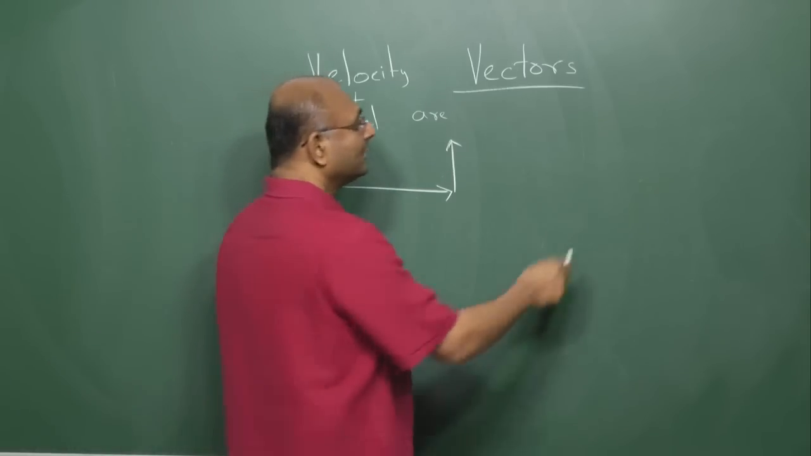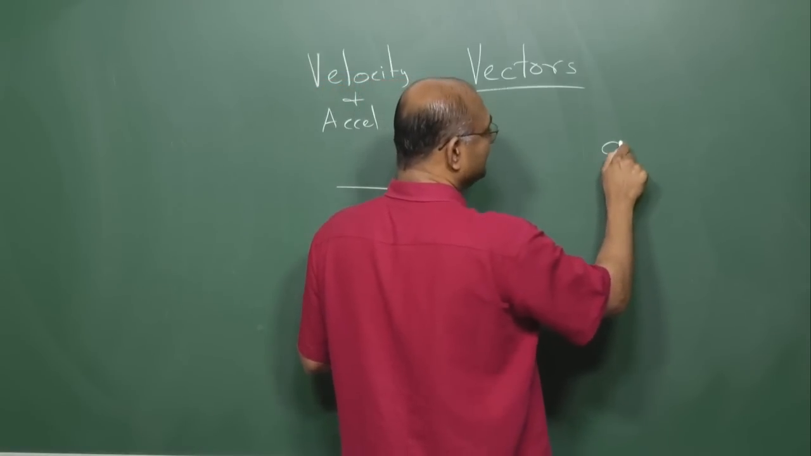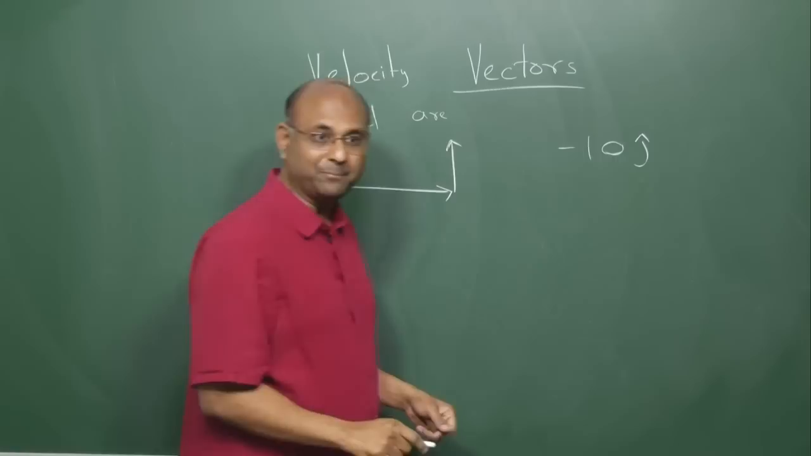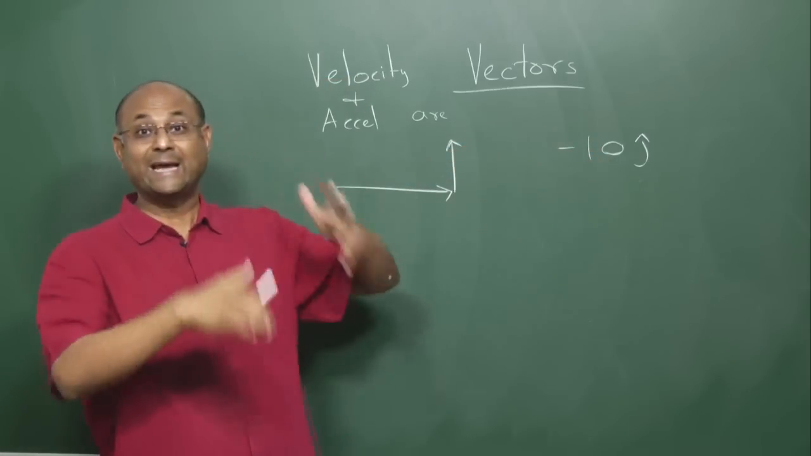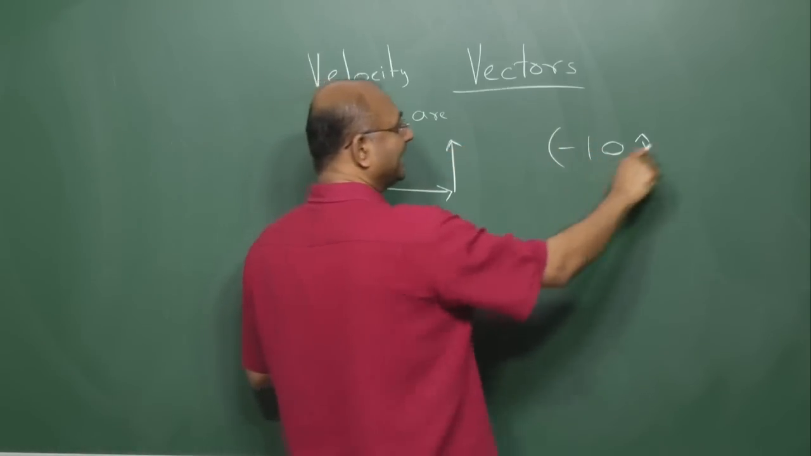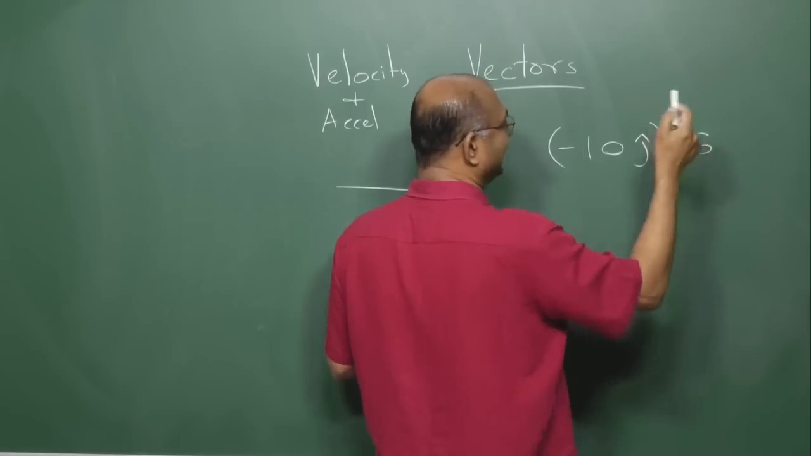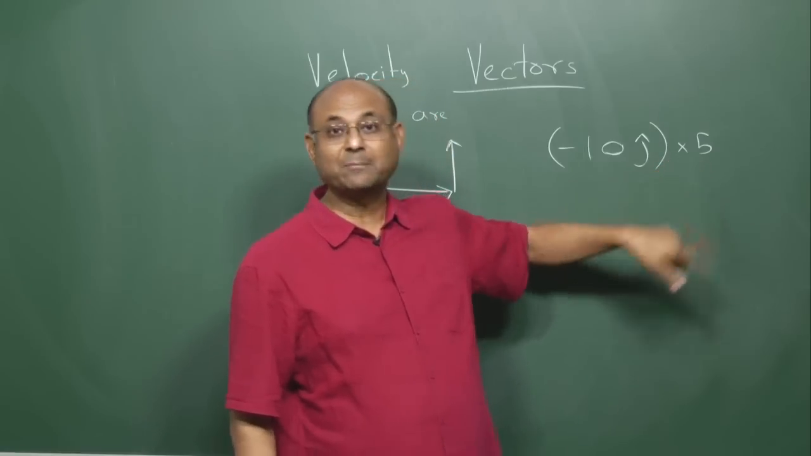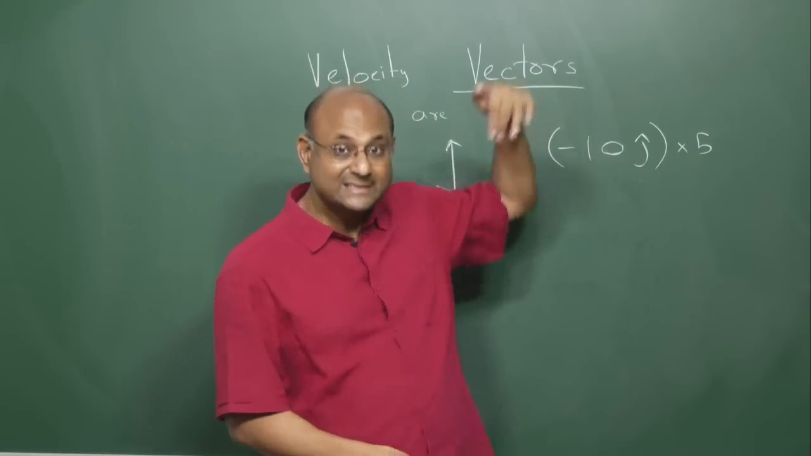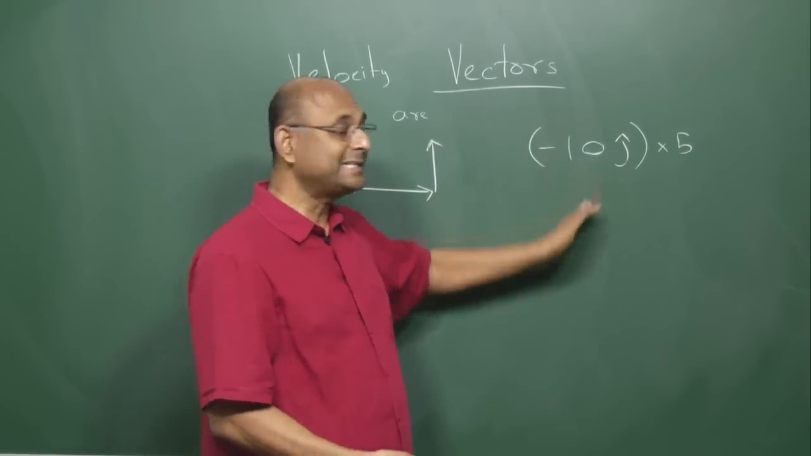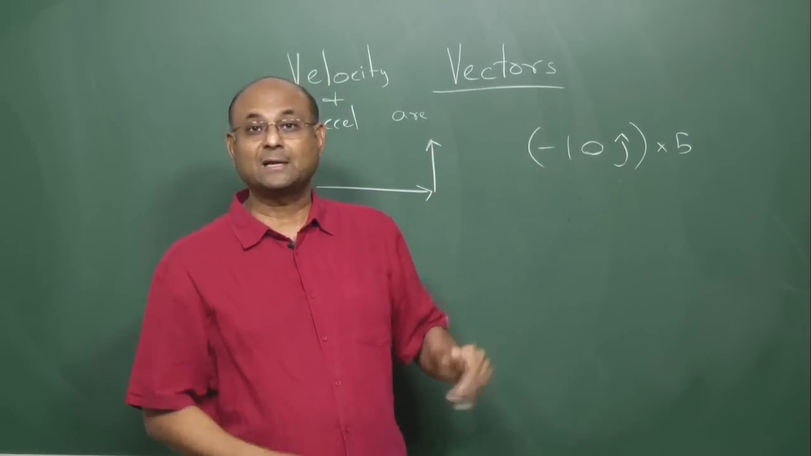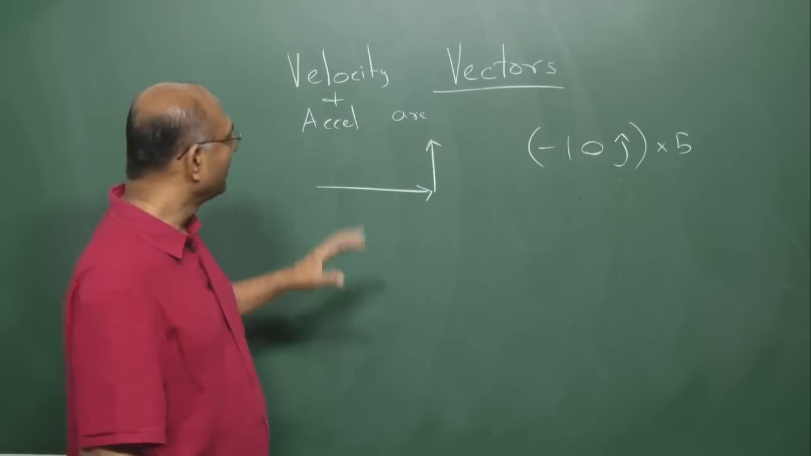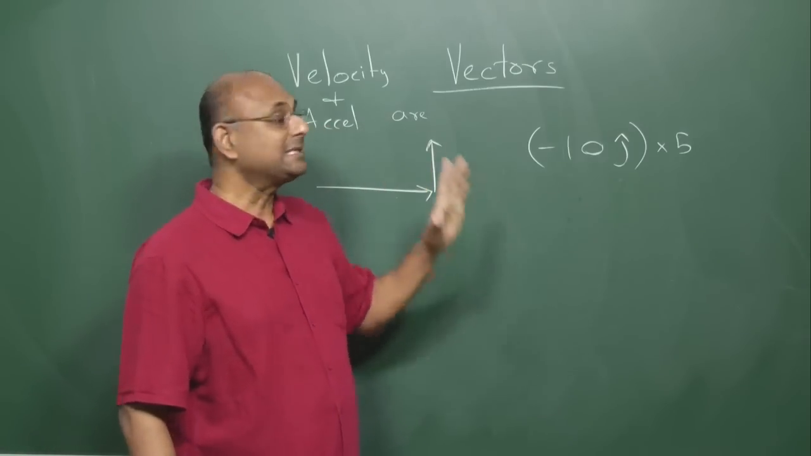Right? So, if you had 10 j cap minus 10 j cap, whatever you do here, you will get j cap. Minus 10 j cap into 5 seconds will give you a velocity. This is meters per second square, that is seconds, so you will get meters per second, minus 50 j cap. You don't get i cap, you only get j cap. So the j cap is not affected by i cap, and i cap is not affected by j cap. So I hope the idea is clear. So basic idea, velocity is a vector.